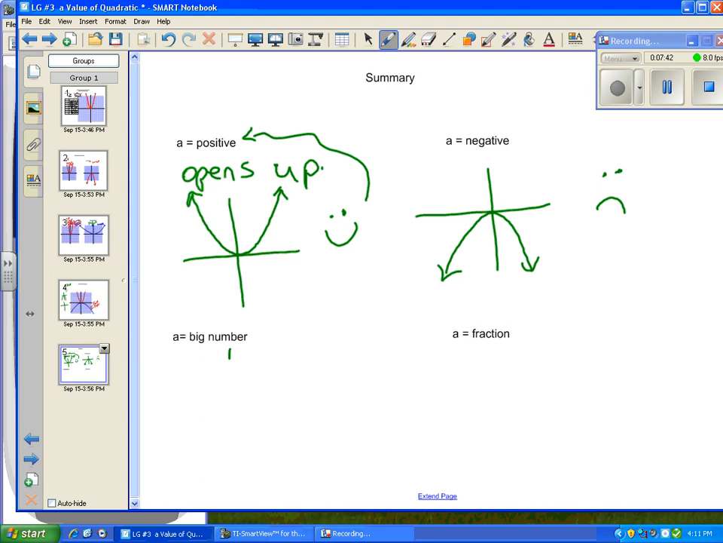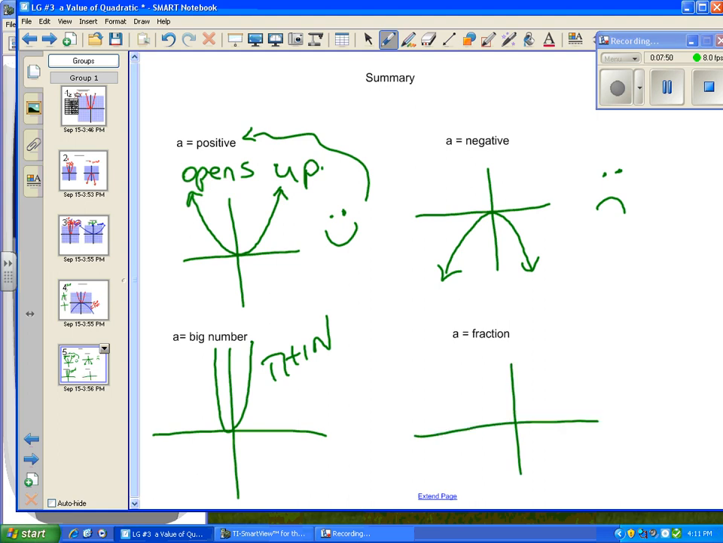If it is a big number, we have to remember that it's very thin. So thin it is. Okay? And if it's a fraction, we say that it's very wide. So that basically wraps up everything that we're going to do on this particular one. We'll do more later.